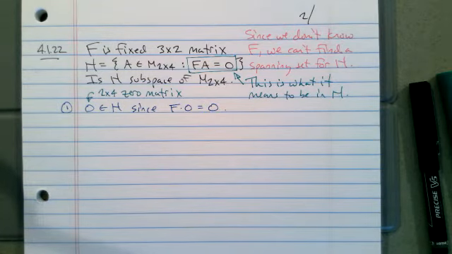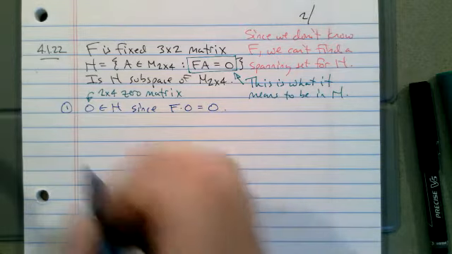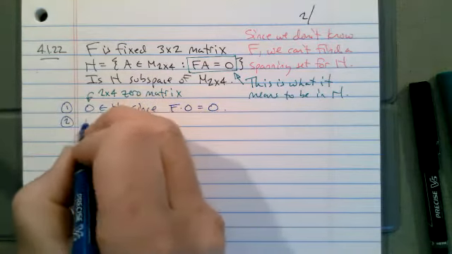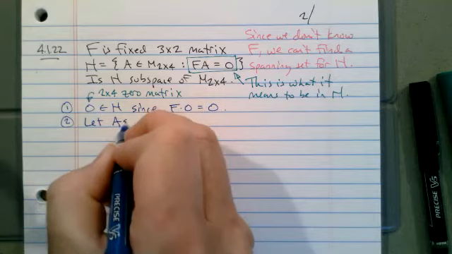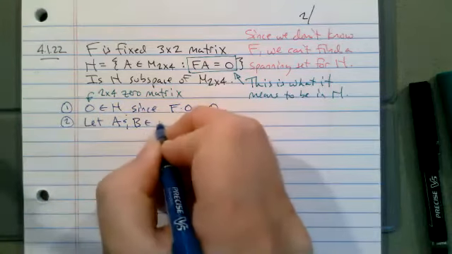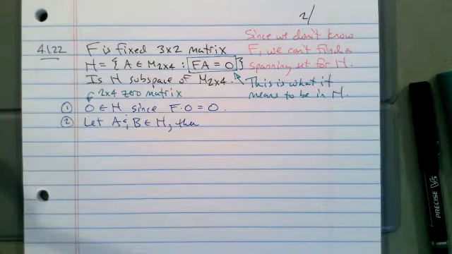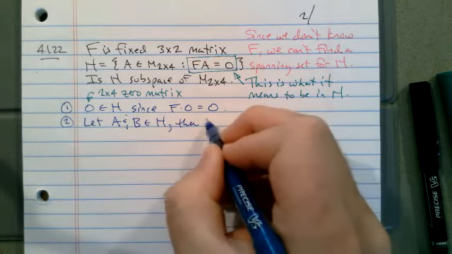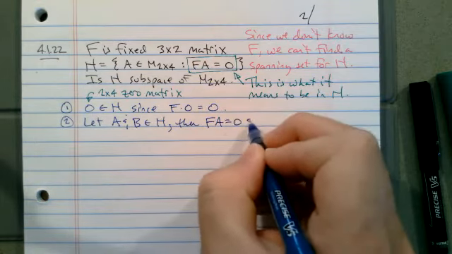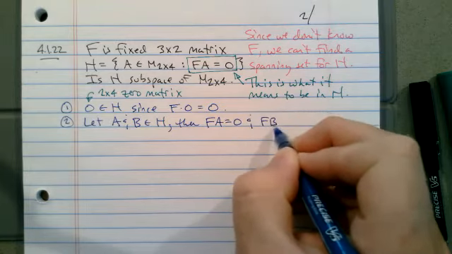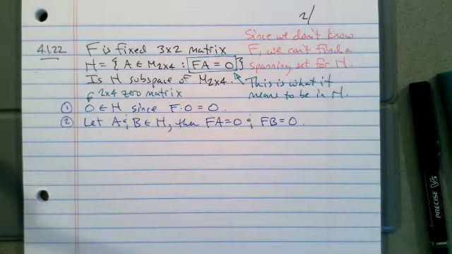Number 2, I have to show that if I have 2 matrices in H, then their sum is in H, too. So let's let A and B be elements of H. Since A and B are in H, F times A is 0 and F times B is 0. That is what it means to be in H in this problem.